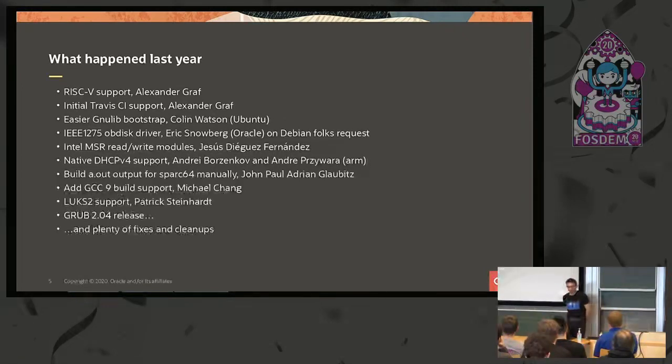Just before the 2.04 release, Michael from SUSE realized that it is not possible to build GRUB with GCC 9, so he provided a set of patches which fixed this issue, and currently it is possible to use GCC 9 to build the GRUB. At the beginning of this year, Patrick introduced LUKS2 support into the GRUB, so we are able to read encrypted boot partitions from the GRUB directly.